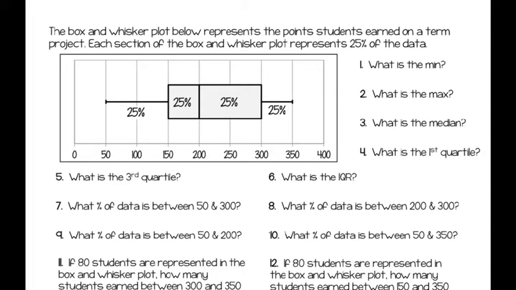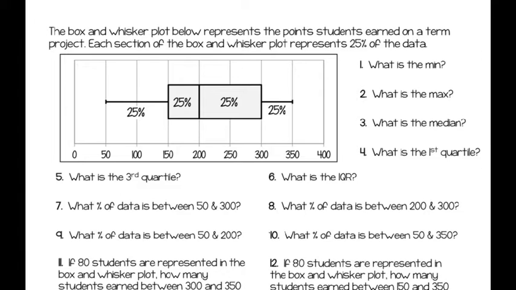So let's go to box and whisker plots, and we're going to start by reading a box and whisker plot and seeing what it says. It says the box and whisker plot below represents the points students earned on a term project. Each section of the box and whisker plot represents 25%. Remember, quartile, it's a fourth. Remember that they don't have to be the same, because you could have 25% of students fit in a very small range, and then another 25% of the students that are more widespread. So your box and whisker plot may not be symmetric, and that's okay. It still divides it into 4 different parts, and it's 25%.